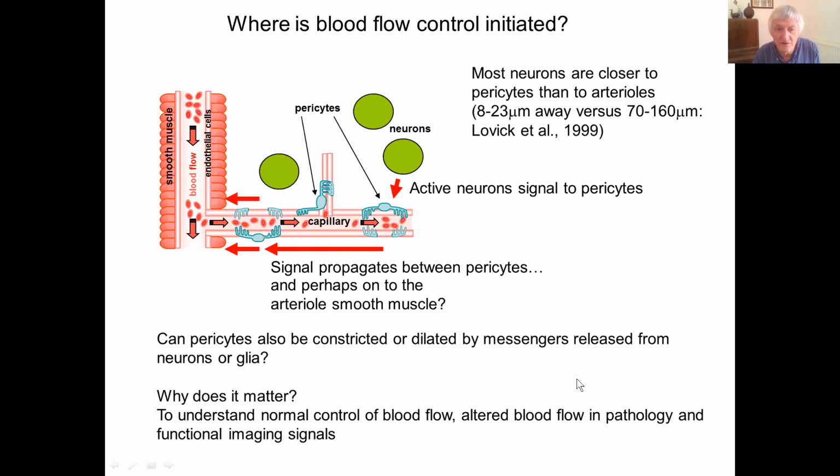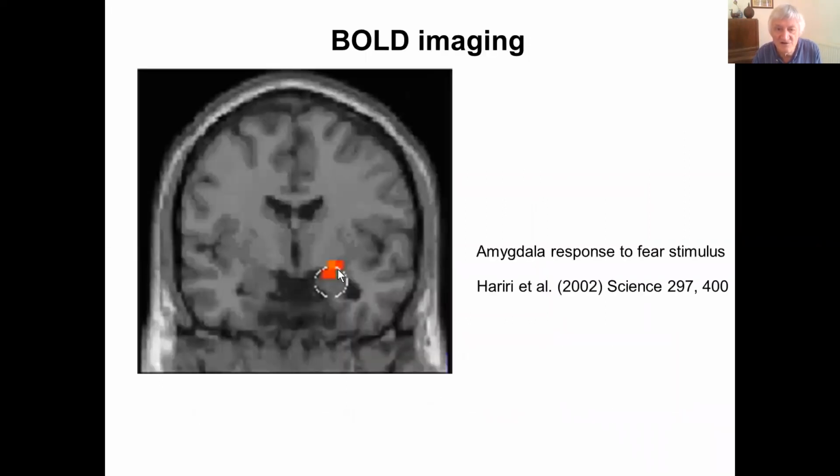Why do we want to know this? Well, we want to know, first of all, whether pericytes can also be constricted or dilated by messengers released from neurons or glia. That's what I'm going to show you in a minute. And this matters because we want to understand the normal control of blood flow, how blood flow changes in pathology, and also how functional imaging signals are generated. You will all have seen these nice pictures of orange blobs superimposed on structural images of the brain. And these are known, this is the amygdala responding to a scary face.